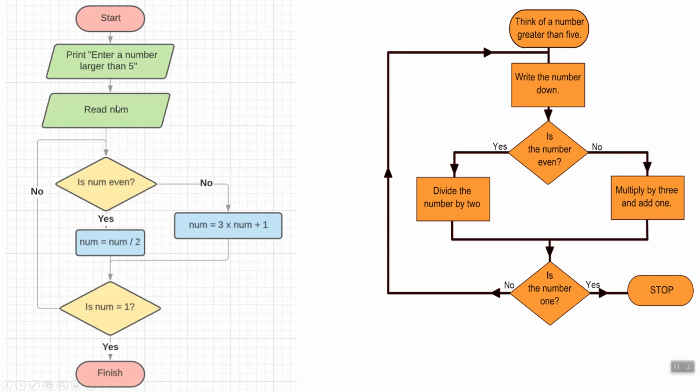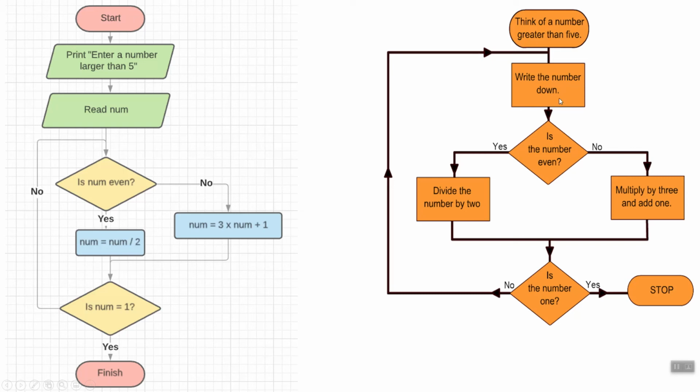The parallelograms are in green, which means data, which is input or output. We've got the yellow diamonds, which is a decision or a question, which is why they always end up with a question mark, and each decision will have a yes and a no coming out of it. And then we have some processes in blue, which means the computer's just doing stuff internally.